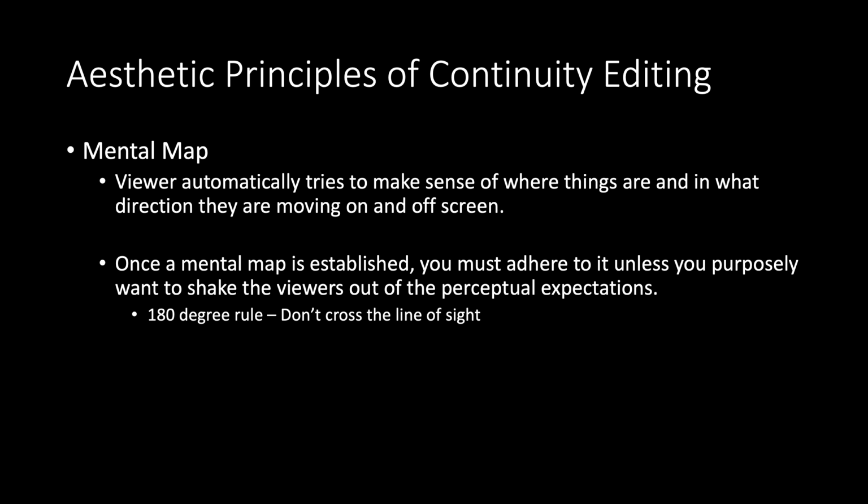Now, I also want to insert this idea in here of the mental map. This is something that has already been discussed, but I want to reemphasize it. This was discussed in the pre-production documents lecture when talking about the 180-degree rule. The viewer automatically tries to make sense of where things are and in what direction they are moving on and off screen. So anytime someone's watching a scene, even if they're not thinking about it, our mind subconsciously has placed these things in a certain way. We understand that this character is on the left or this character is on the right, or that car is moving from left to right.